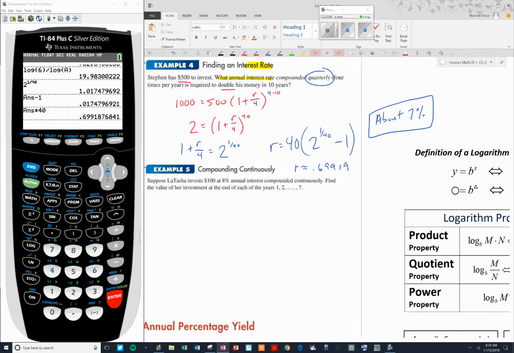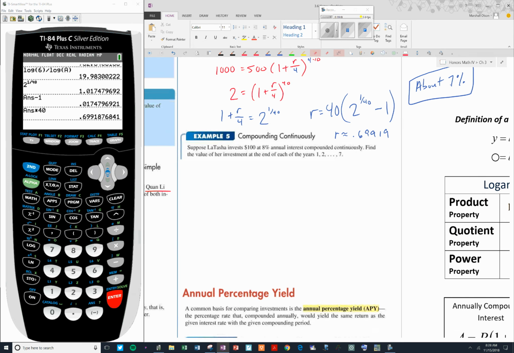Okay, we have one more type of compound interest problem that we want to do, and that is when we are compounding continuously. As soon as you see the word continuously, you know you are using the PERT formula. We're not going to do it for all these different years. How about we just pick after 7 years? We'll get rid of all this.